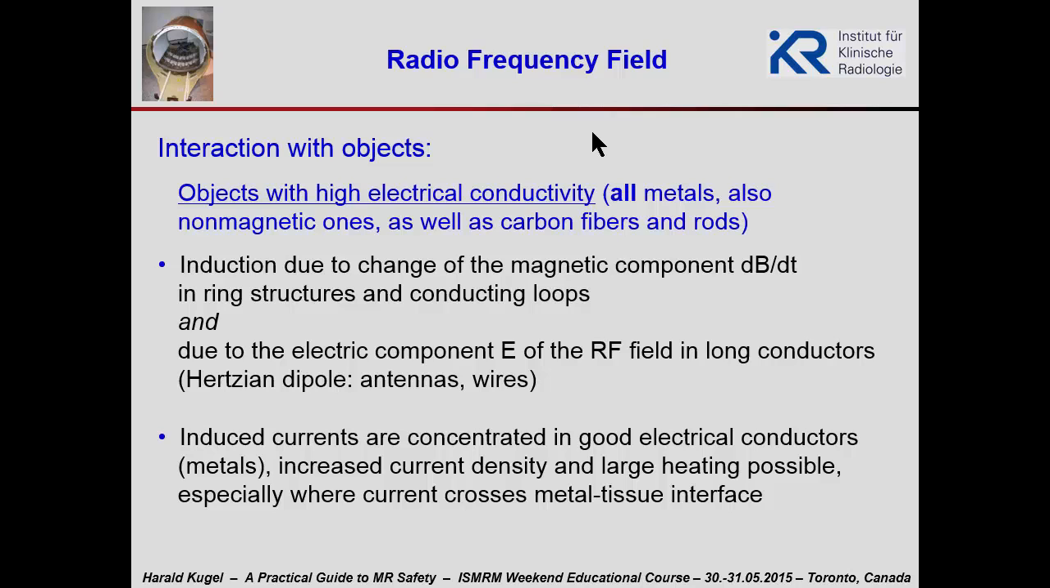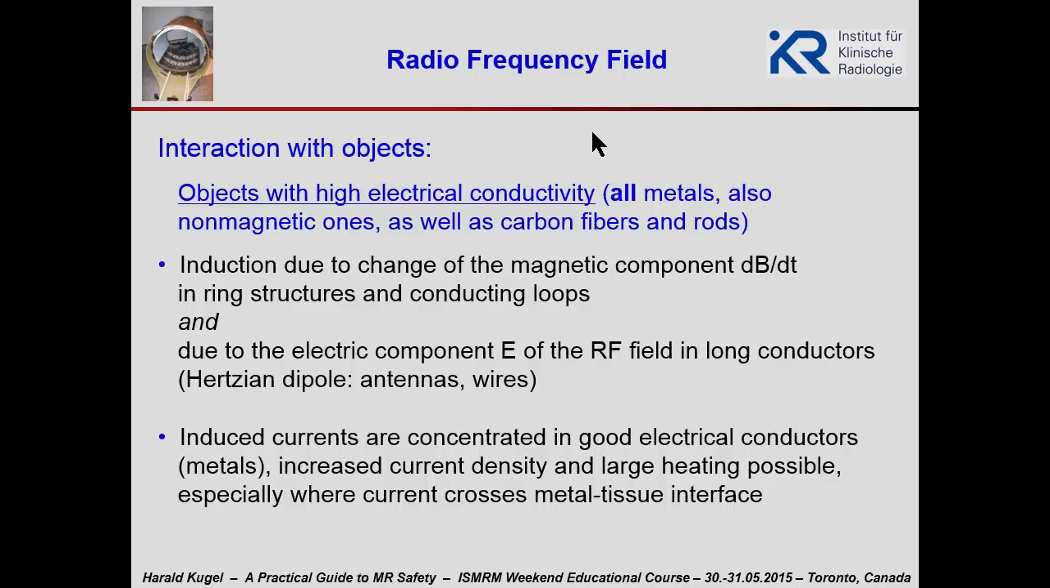Wrong direction. Interaction with objects. We refer to objects with high electrical conductivity, which are all metals, also non-magnetic ones. Sometimes this is mixed up. People think the problem is only with magnetic metals. No, all metals are electroconductive, also carbon fibers and carbon rods.